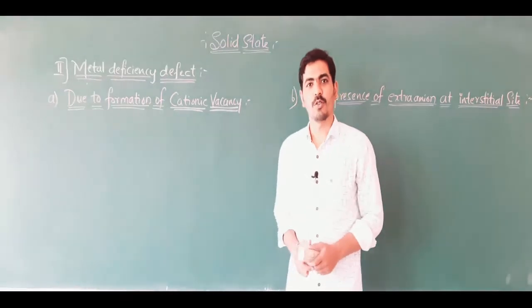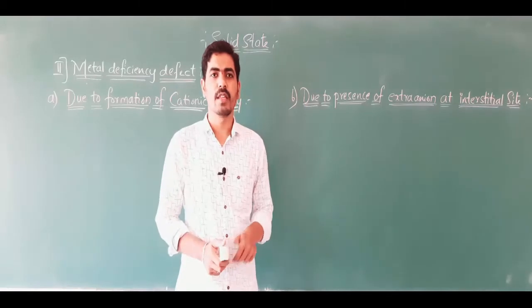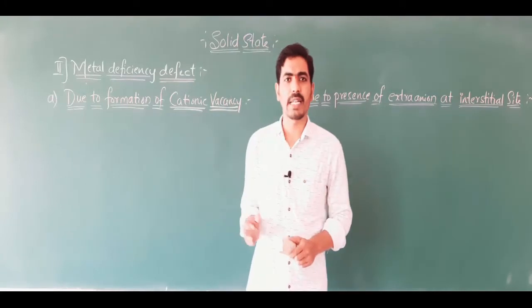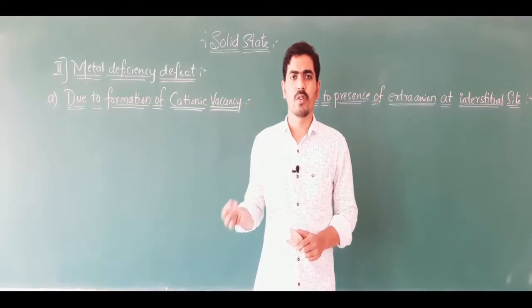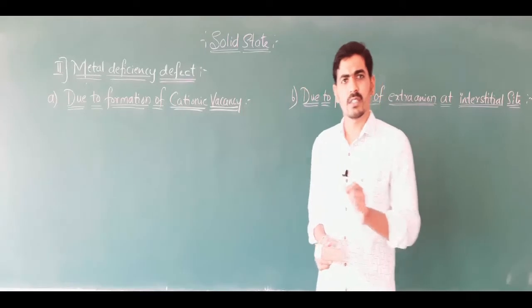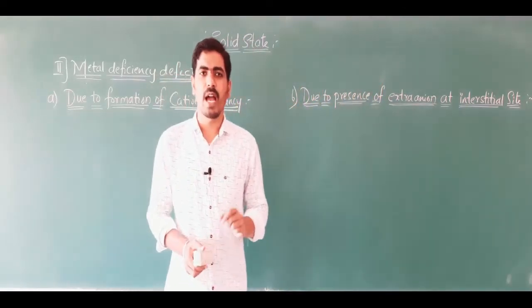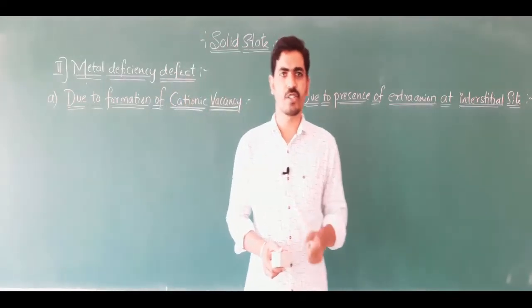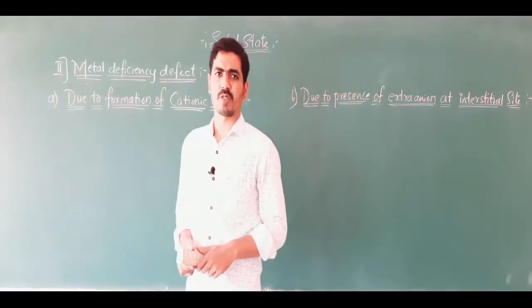In the previous video, we discussed the non-stoichiometric defect. There we observed two types of defects: metal excess defect and metal deficiency defect. In metal excess defect, we have seen it is caused due to the formation of anionic vacancy and also due to the presence of extra cation at an interstitial site. How that defect arises in the crystal, that we have seen.